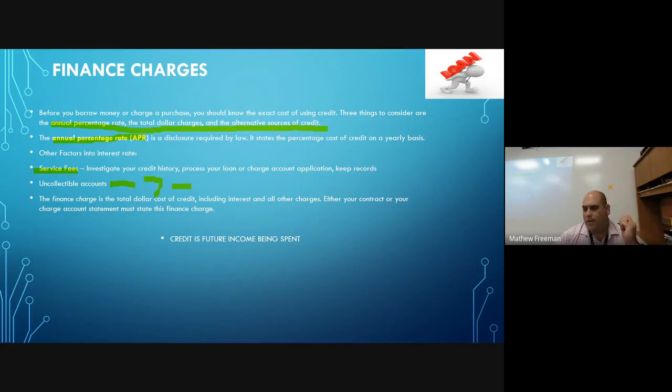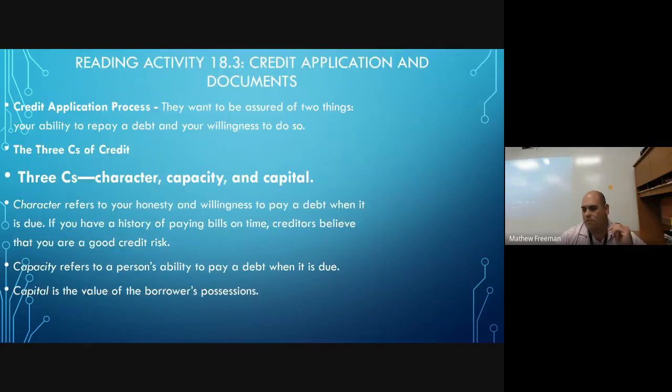Okay, the main thing right here is understanding that credit is future income being spent. Credit is money that you don't have that you're spending and that you promise to pay back with interest as a fee to borrow that money. So you're using future money that you don't have to invest and use for yourself, that you're using to pay off in short periods of time. So understand how that affects you and how it affects the future of how you're able to invest and use your money. That's it. This is the last one.